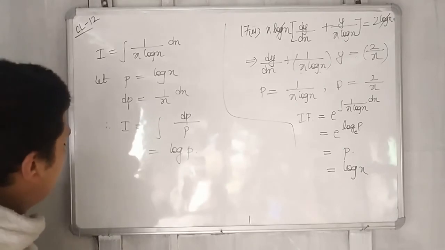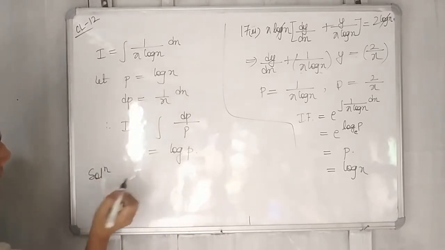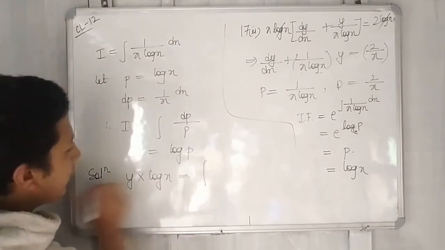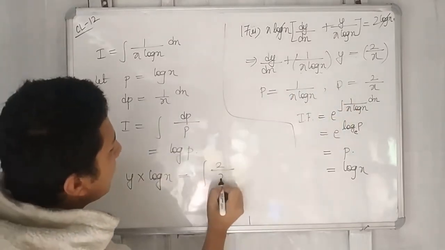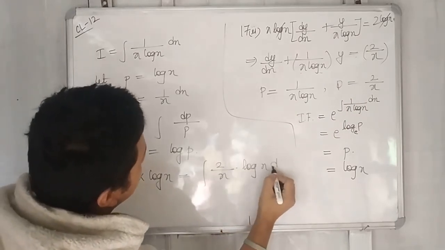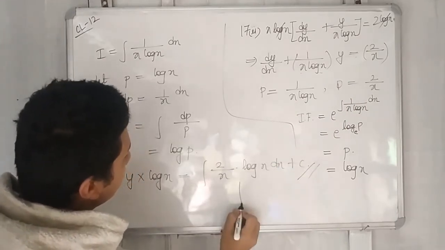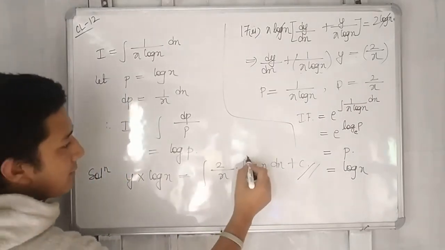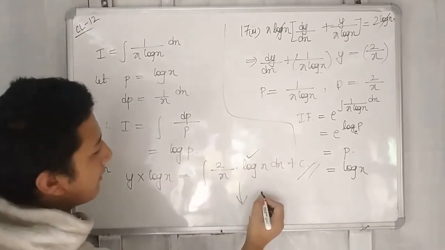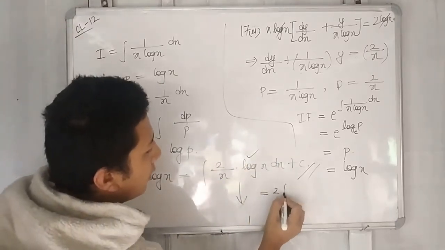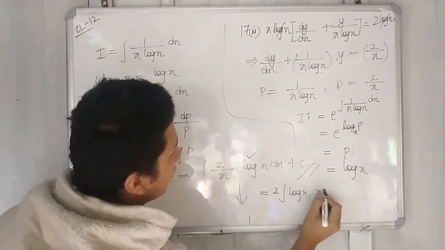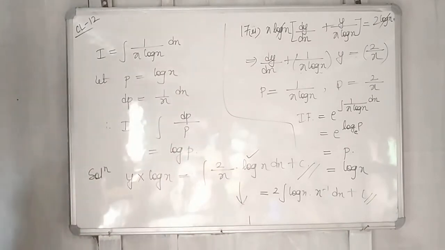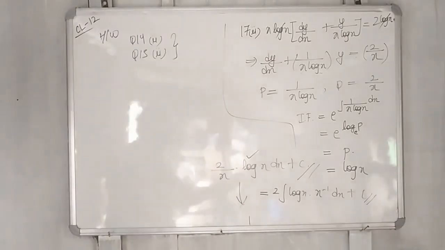And your solution will be y into integrating factor is equal to integration q, 2 by x, into integrating factor dx plus c. And from here again please use integration by parts, ILATE, using log x as the first function, and this is x to the power minus 1. We can also write this as 2 into log x into x to the power minus 1 dx plus c. So in this way we can do our integration. Okay, so pause the video and note it down.